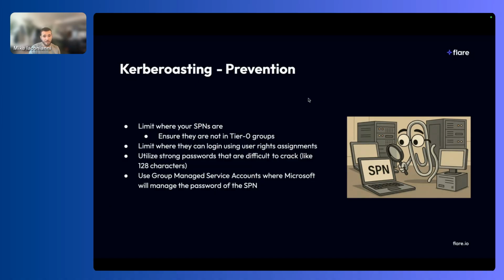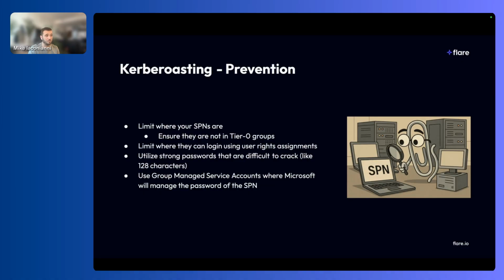So understand what accounts have service principal names attached to them. You're going to have them in your environment. It's very unlikely you don't. Just make sure none of them are associated with those tier 0 groups that we had talked about before. If they are, make sure you understand why they are, and try to have as many restrictions around it as possible. So, for example, using user rights assignments to prevent people from being able to log in with them on systems you wouldn't want them to log in.